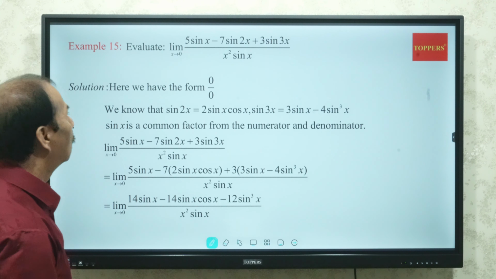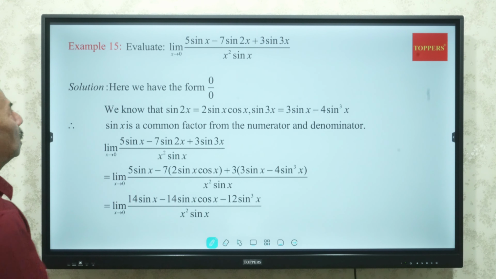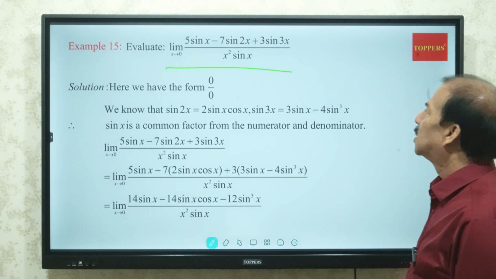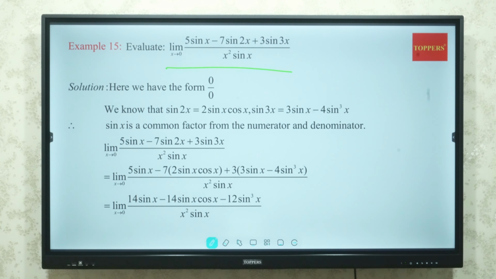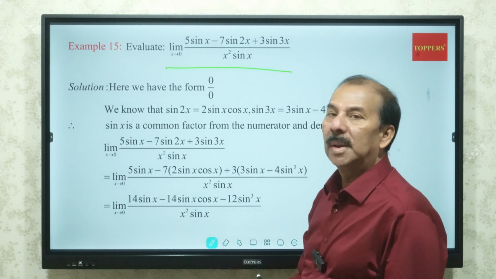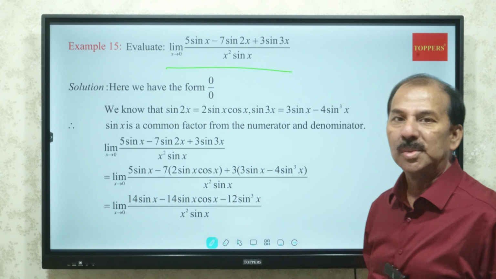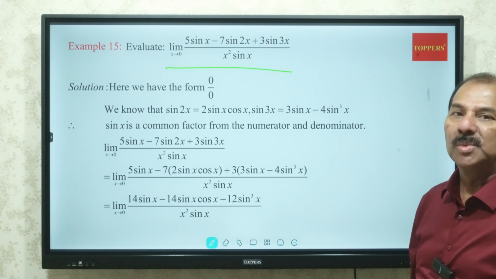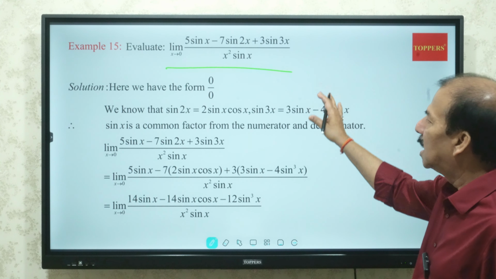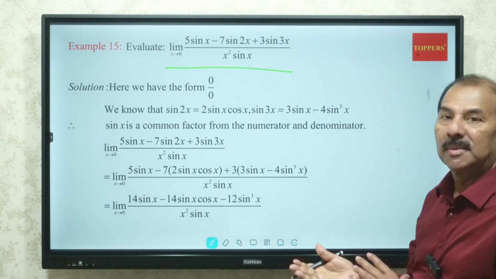Now in this question you can say limit x tends to 0, 5 sin x minus sin 2x plus 3 sin 3x divided by x square sin x. Now the best way is, it is in the 0 by 0 form, because when x tends to 0, sin x tends to 0. The best thing that we will be using is that sin x upon x when x tends to 0 is 1. So we will try to rearrange all these terms in that form.